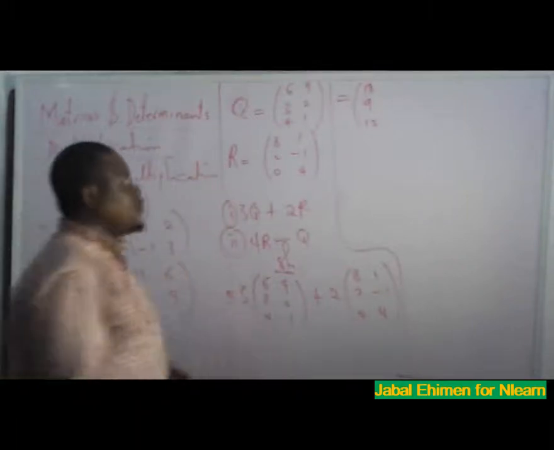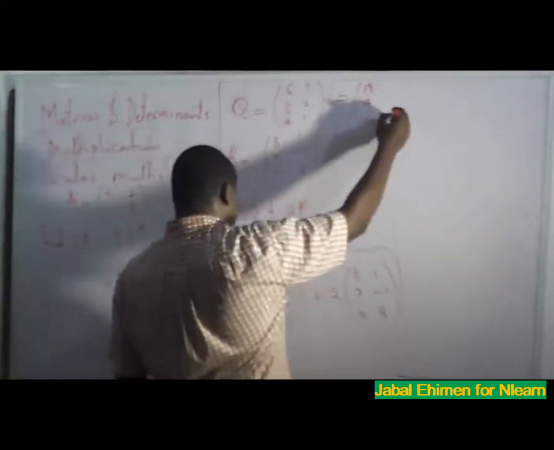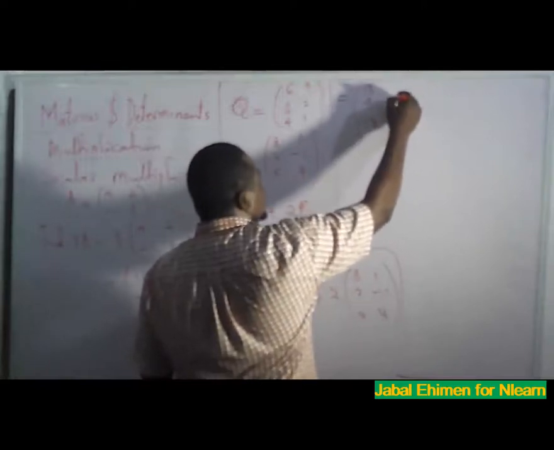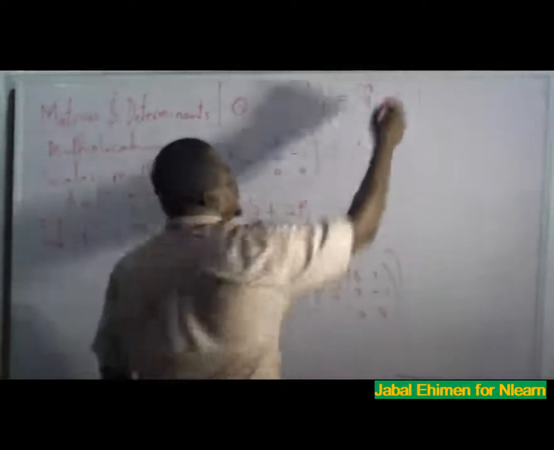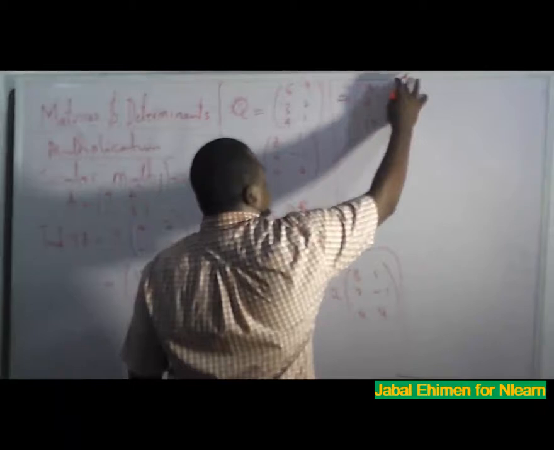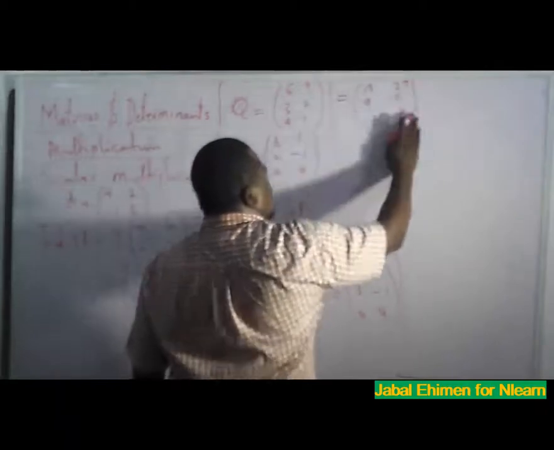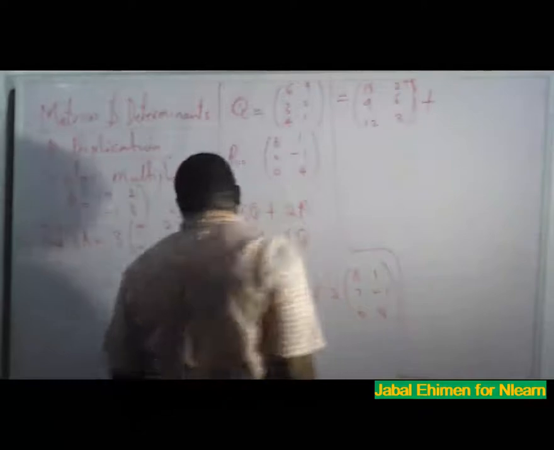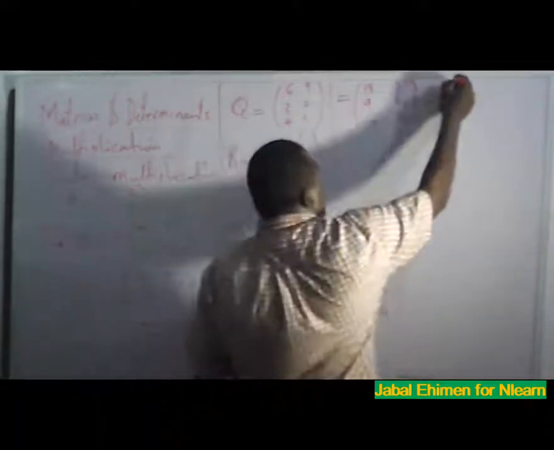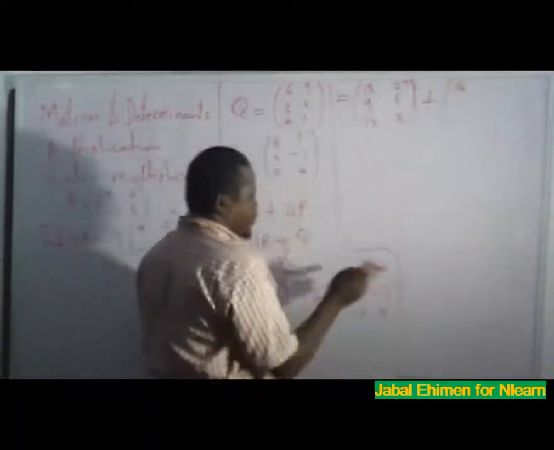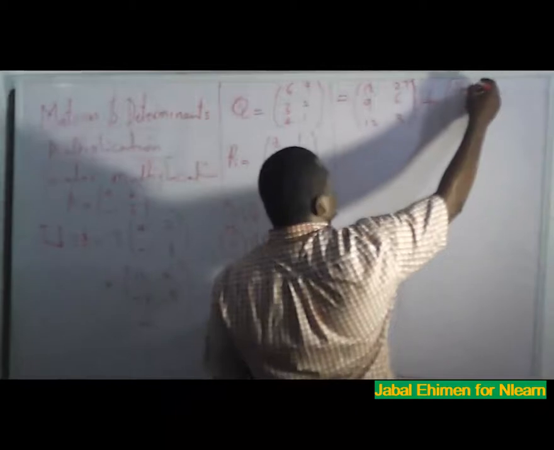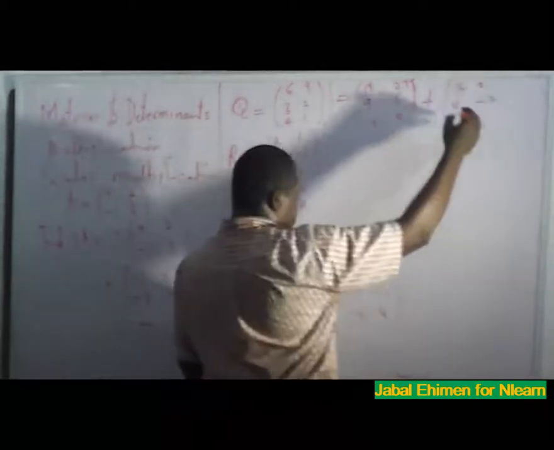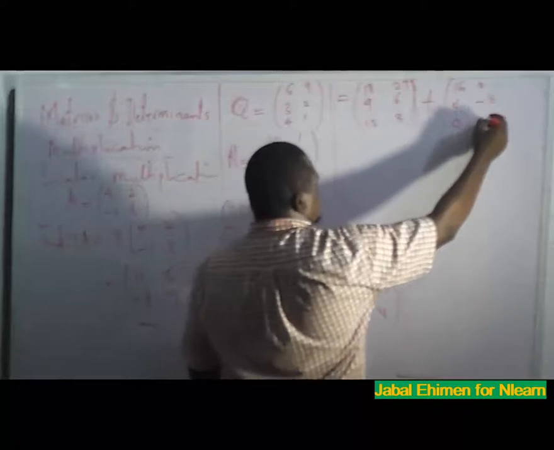So you have 3, 1. That will be 3. And that will be 6. And that will be 27. So automatically you're having plus, what I have here is 2A to be 16. That will be 2. That will be 4. That will be minus 2. That will be 0. And that will be 8.